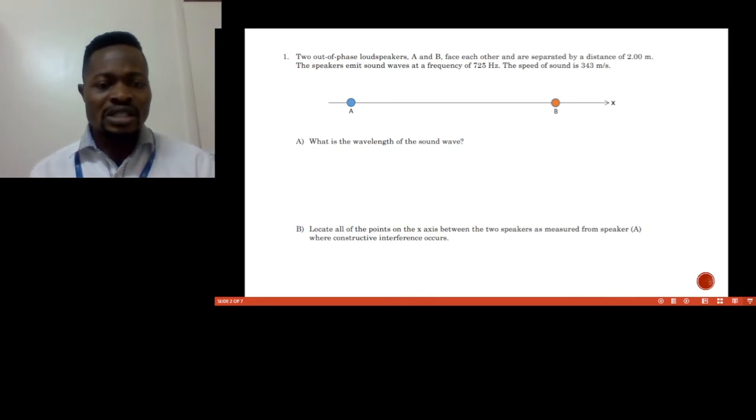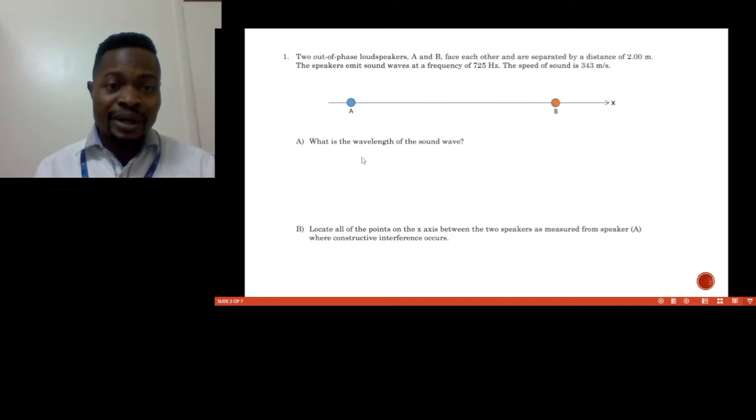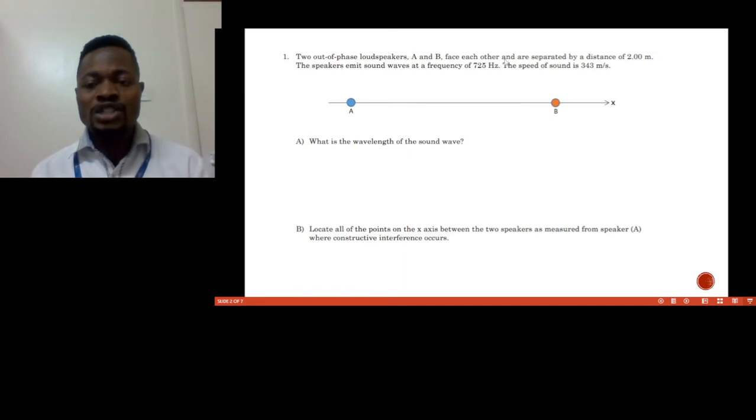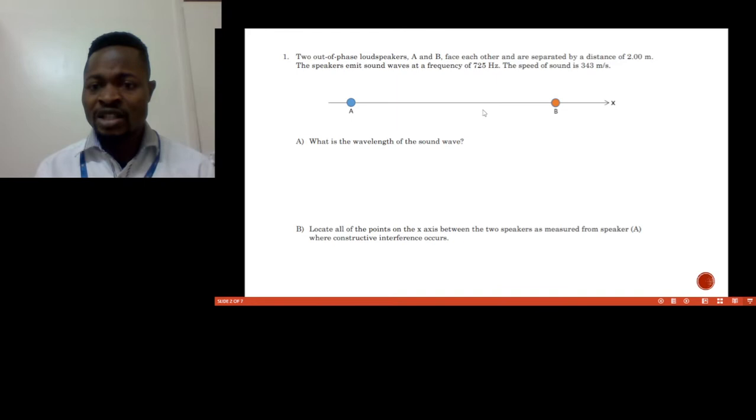So the question is: what is the wavelength of the sound wave? You have to calculate the wavelength of the sound wave. Remember that these two are out of phase, but they face each other and are separated. The distance from point A to point B is 2 meters. They emit sound waves at a frequency of 725 Hz.